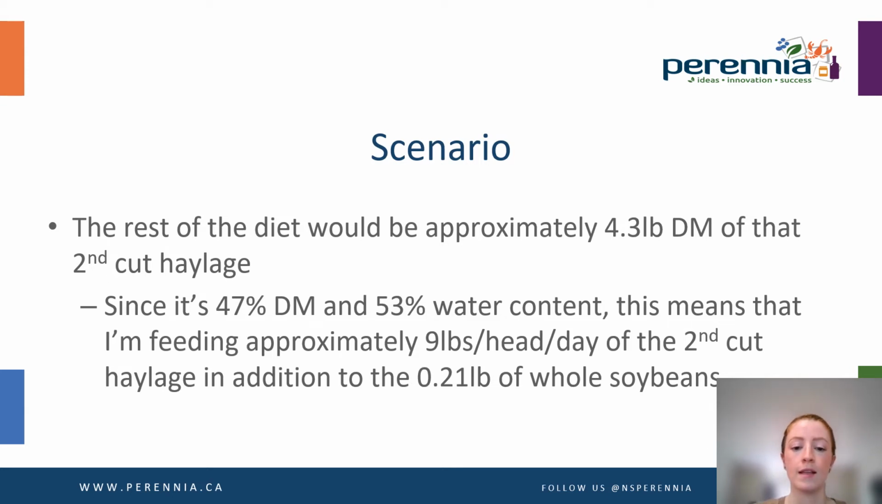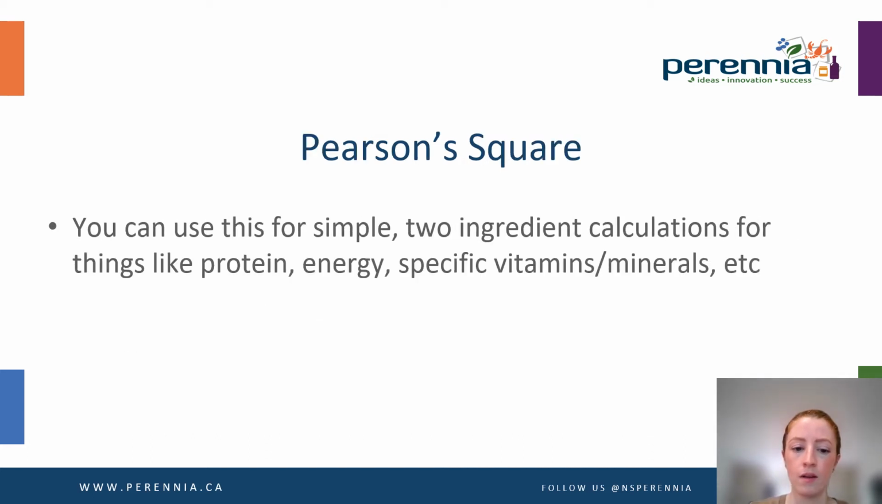And that would give me a diet that's 15% crude protein, and it would meet her needs during early lactation. So this is something that you can use for simple 2-ingredient calculations to balance things like protein, energy. If you've got a specific vitamin or mineral that you want to target, this is a useful calculation.